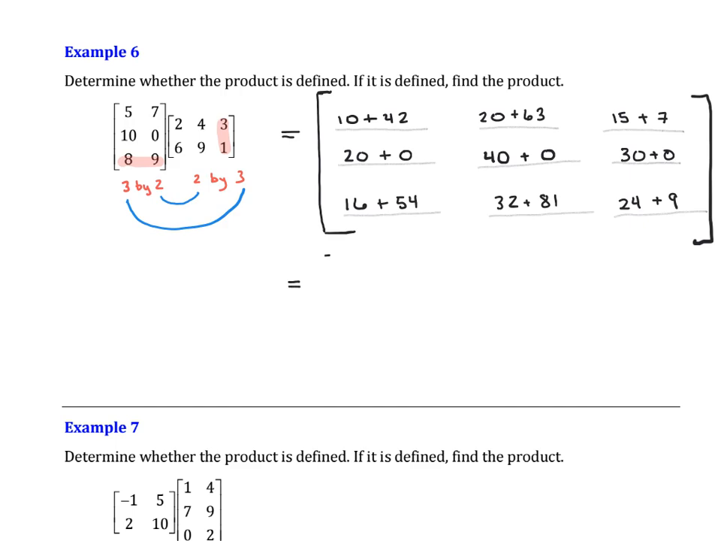So this gives for us 10 plus 42, 20 plus 63, 15 plus 7, 20 plus 0, 40 plus 0, 30 plus 0, 16 plus 54, 32 plus 81, and 24 plus 9.